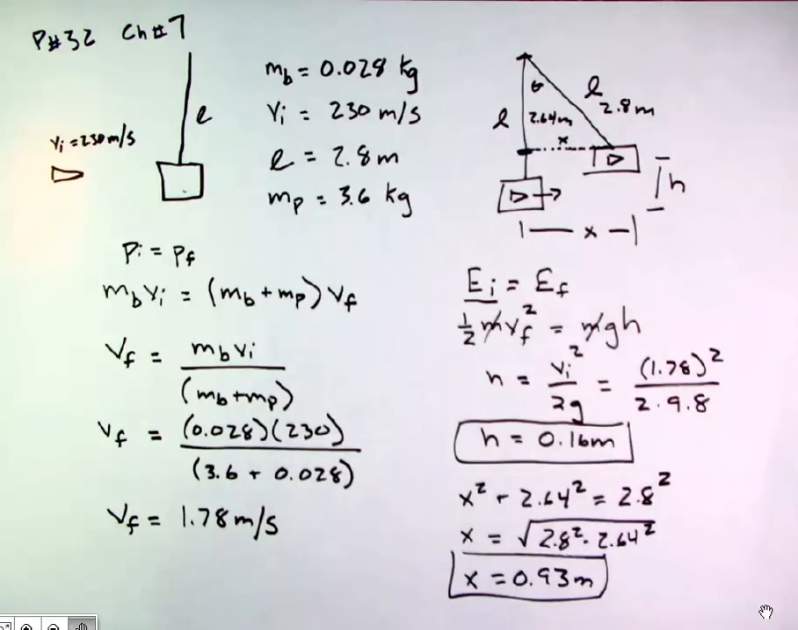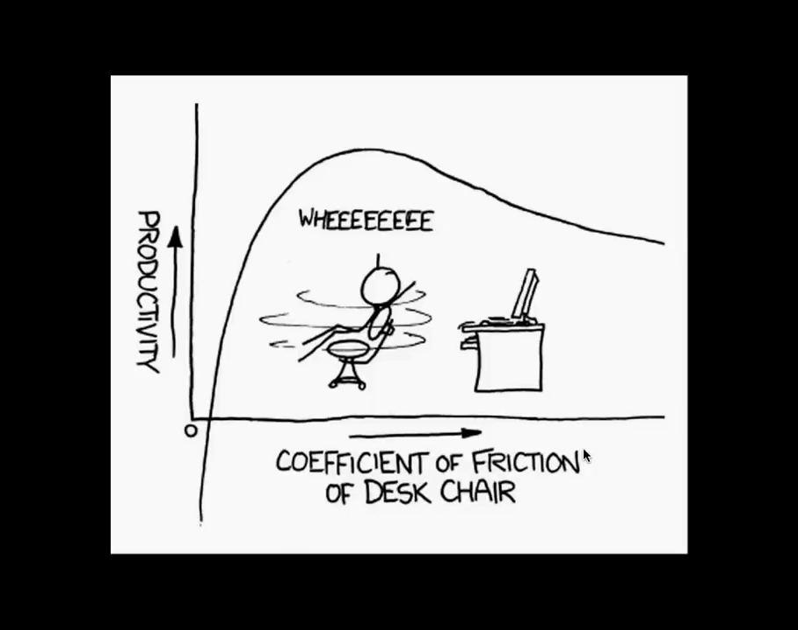Now, as your reward, we'll get you a hilarious cartoon to watch. This is a cartoon from the internet. Looks like a graph between productivity and coefficient of friction. We've all been there, right? As the coefficient of friction gets larger, less work gets done because you can't spin as much, and that's no fun. Not sure where this part of the graph comes from, because we all know a coefficient of friction can't be a negative number, right?